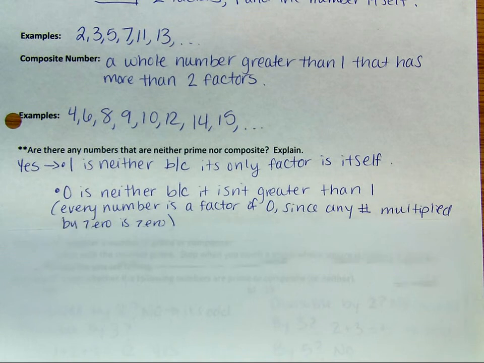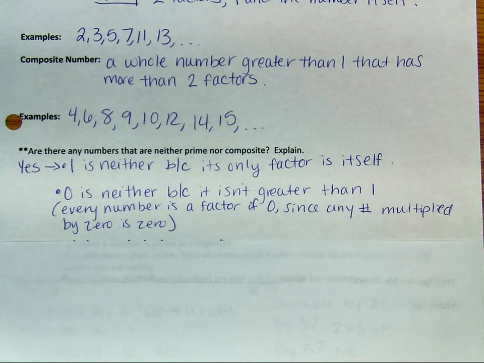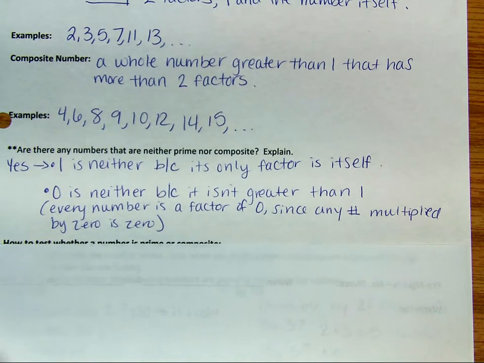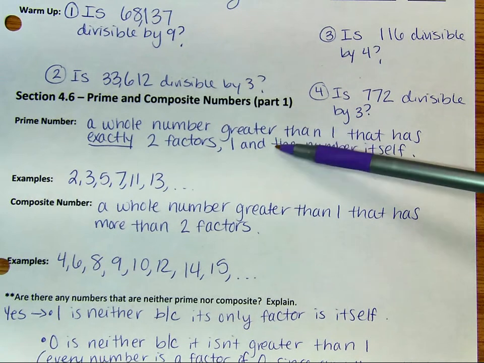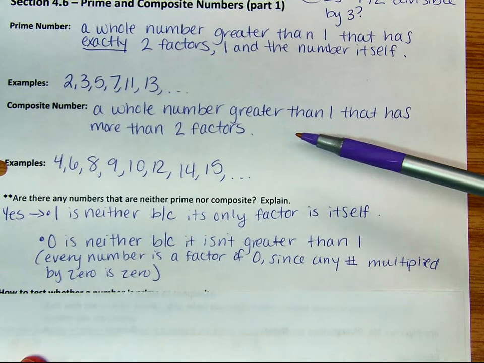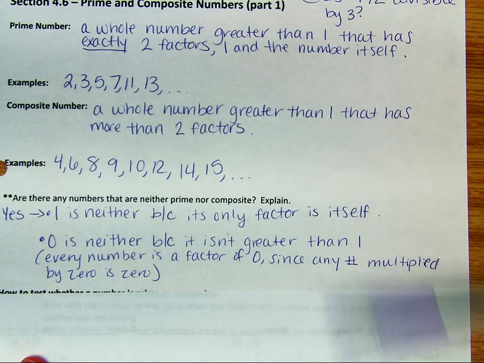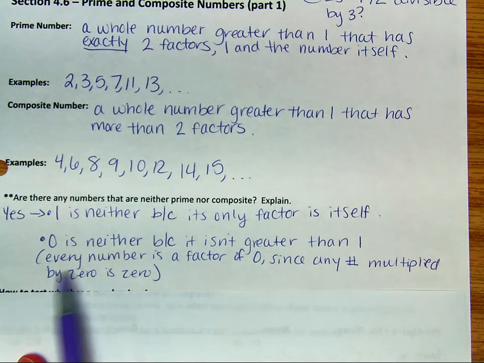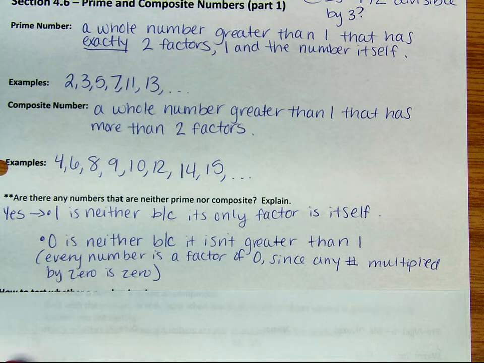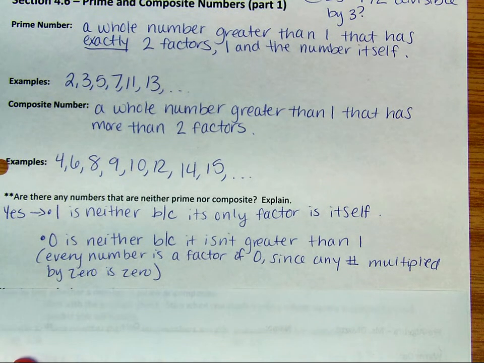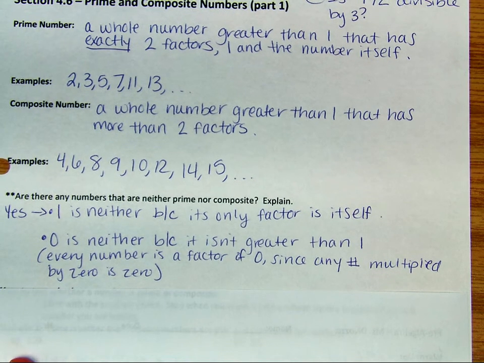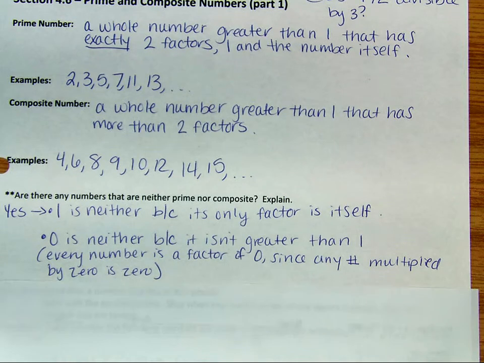Actually, 0 doesn't fit this definition either. So it's neither prime nor composite because it isn't greater than 1. The definitions say a whole number greater than 1. So 0 is technically included in the whole numbers, but it's not bigger than 1. And then every number is a factor of 0, since any number multiplied by 0 is 0. So, yeah, actually 0 has infinitely many factors because anything times 0 is 0. 7 times 0 is 0. 8 times 0 is 0. So it doesn't fit either of the definitions.